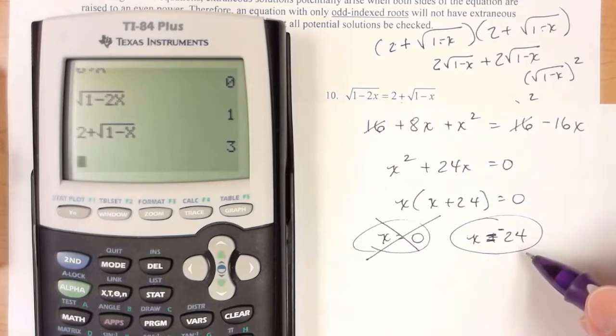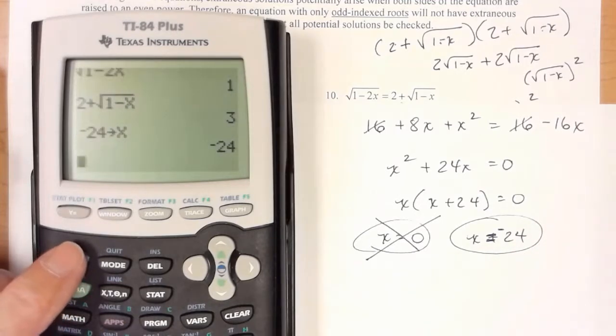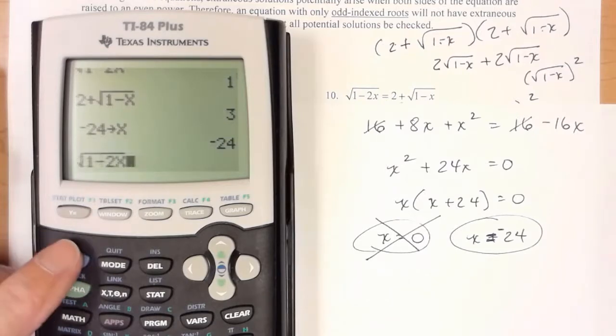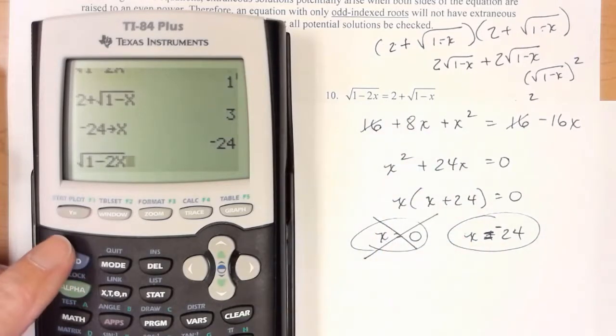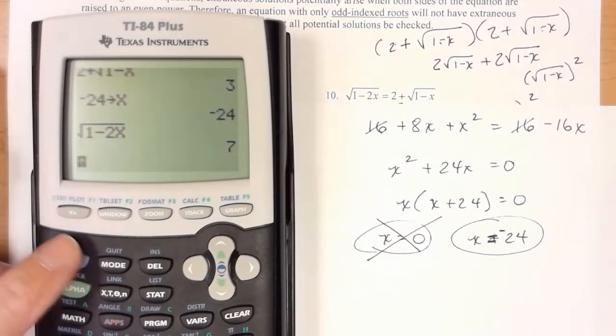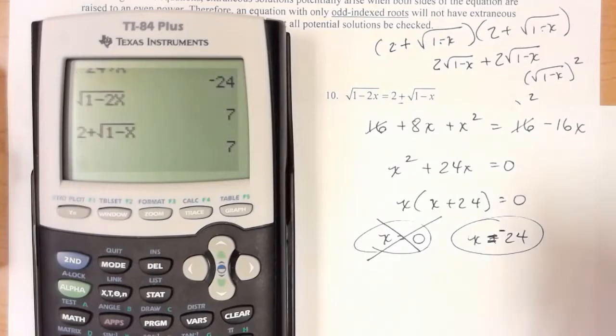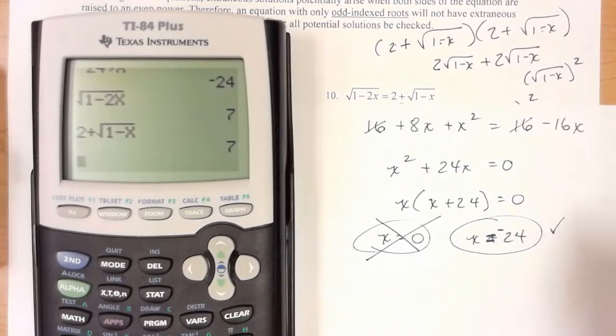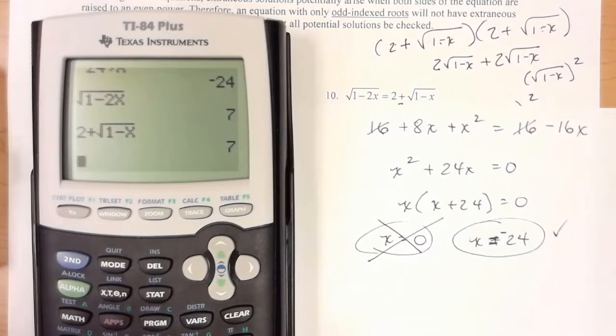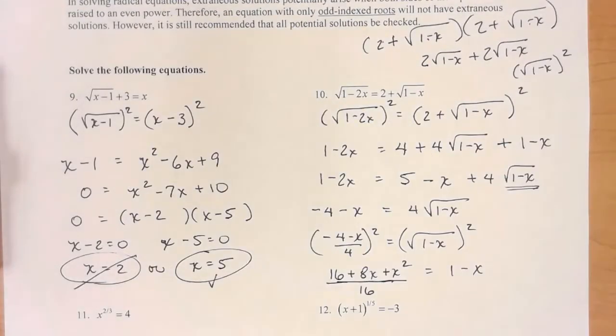Now this one is a negative 24. Let's store it in for x. I'm going to do second enter, and one more to get to my first one. Now let me do second enter to get back to the other one. Since they both are 7, then that one does work. So we've got a few more to do.